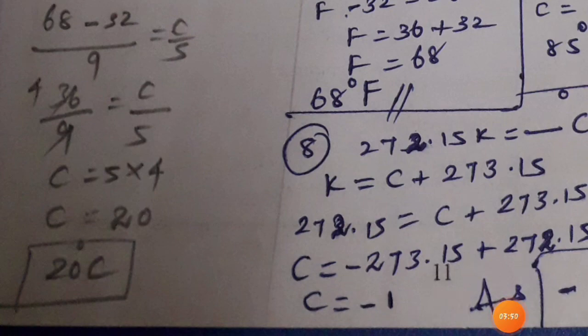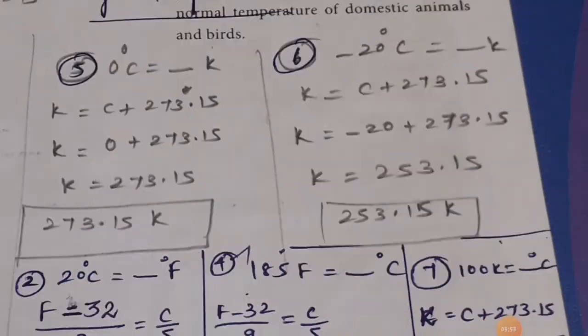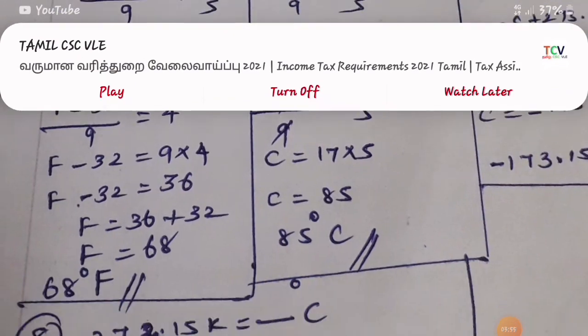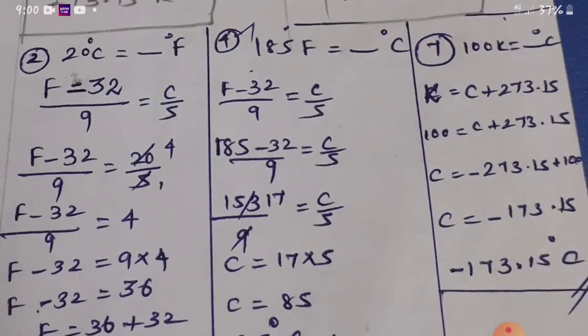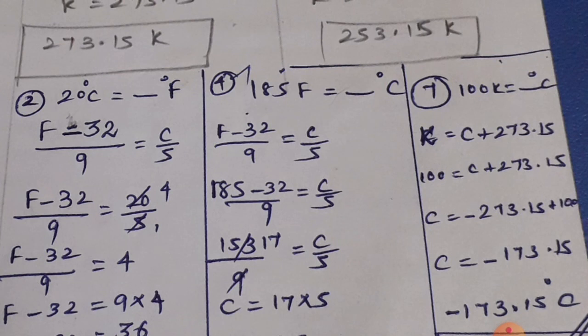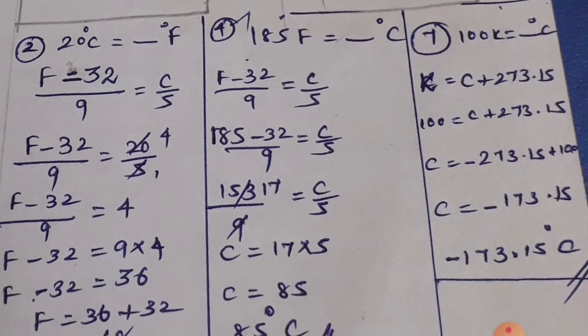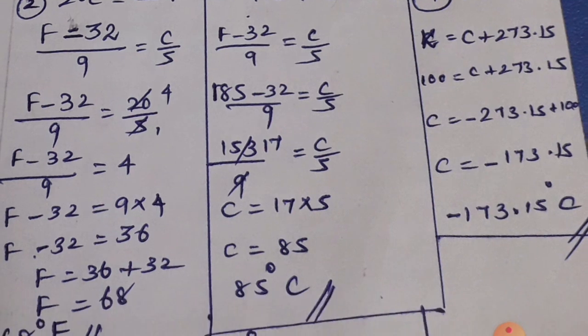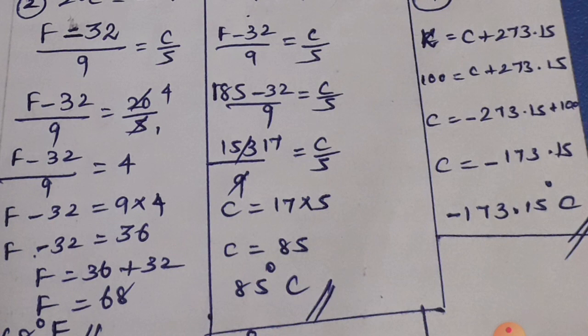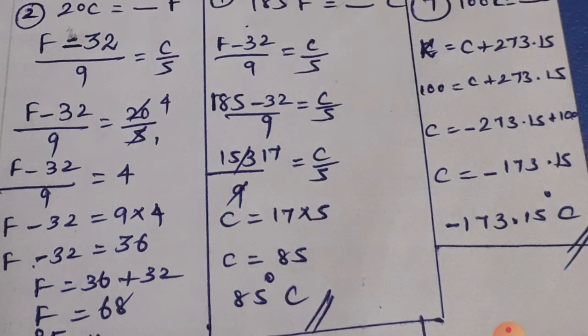This is clear to you children. And see the fourth one, children. The fourth one is also the same. 185 degree Fahrenheit to how much degree Celsius. Same formula. Substitute the Fahrenheit value 185. 185 minus 32 is 153, divided by 9. So strike out the nine table, so this is 17 times. So C is equal to, cross multiplication, 17 into 5. So you are getting 85. So write finally 85 degree Celsius.